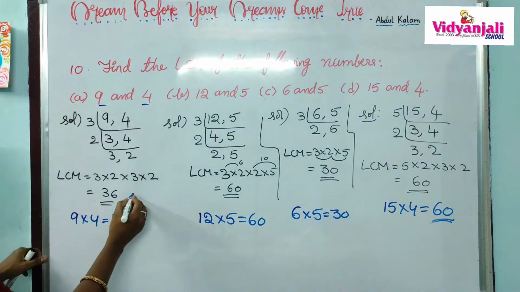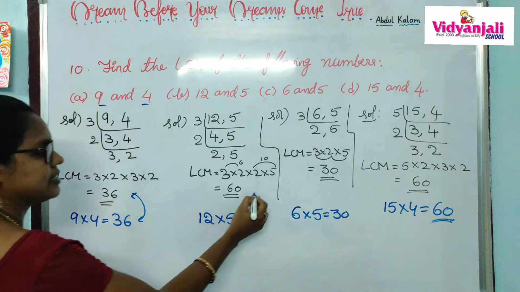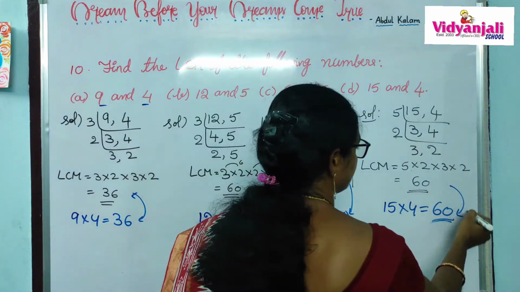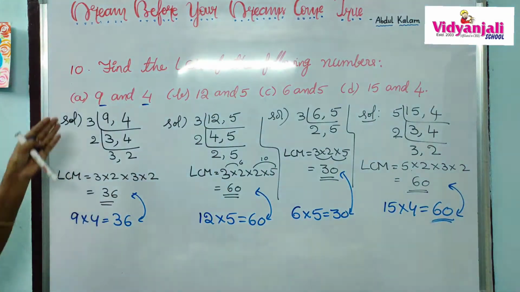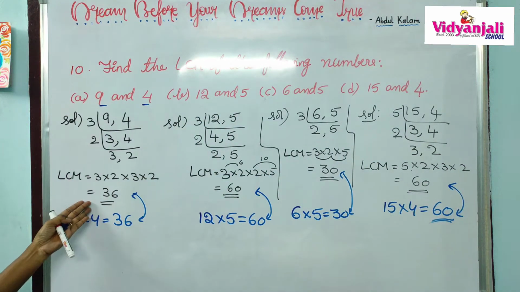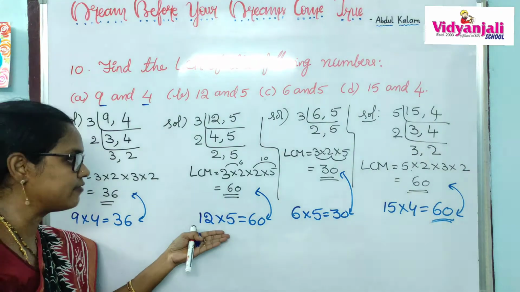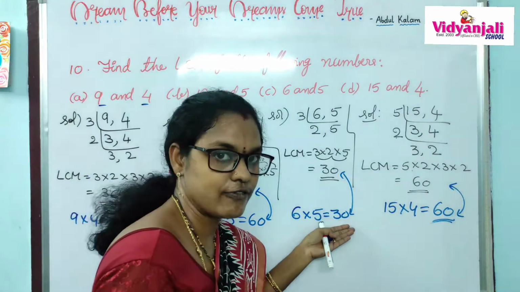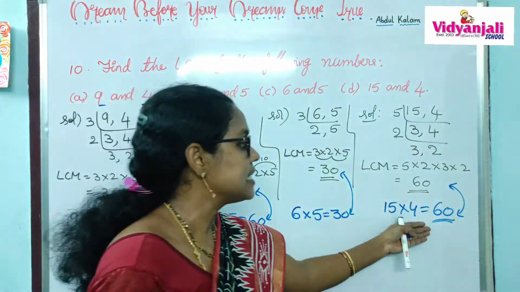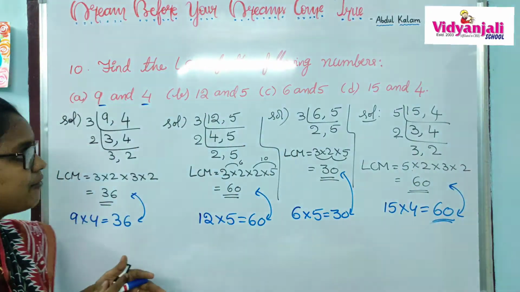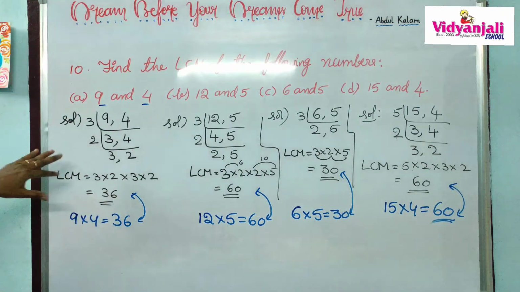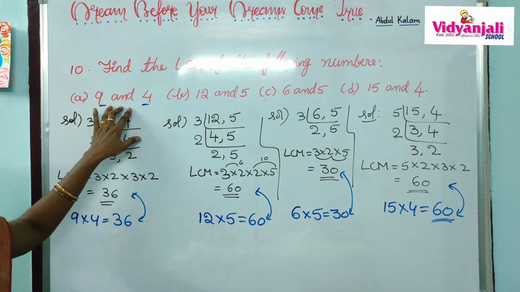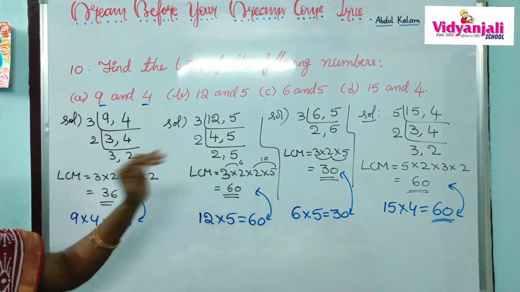Have you identified any relation between the LCM and the product? See, the product of the numbers and the LCM are the same. Even in each case, the product of numbers and the LCM is the same. Why did we get their product as the LCM? Because if the numbers are co-primes, their product only becomes the LCM.